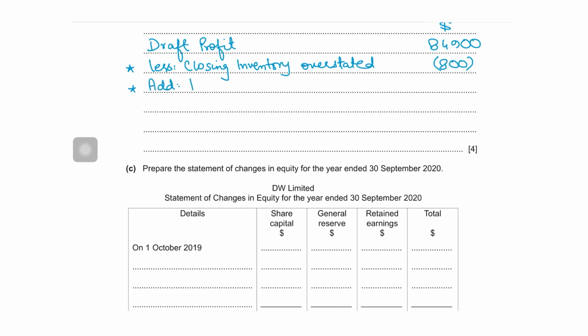Add insurance expense prepaid. Prepayments don't become part of the expenses, rather they are subtracted from the expenses. So 400 will be added back to the profit, as it will reduce the expense and increase the profit.